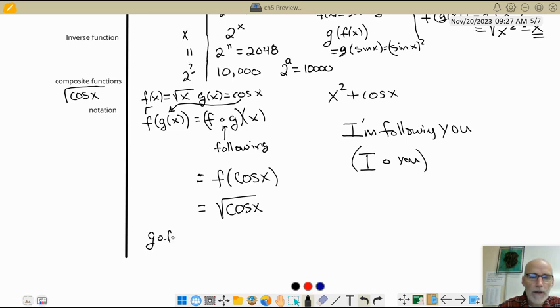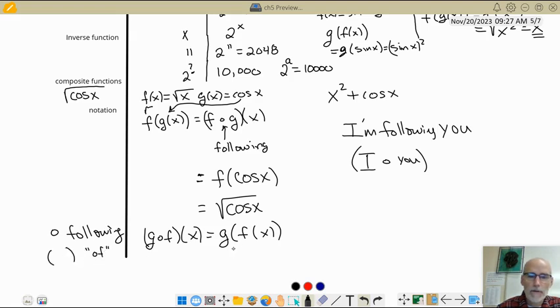G following f of x, okay? So that means I'm going to do g of f of x. This is the way we read it when you have parentheses. When you have a circle, you read it like this, g following f of x. Maybe you can put that over here in your notes, right? The circle means following. And when you see parentheses, you read it as of, right? So like g of f of x.